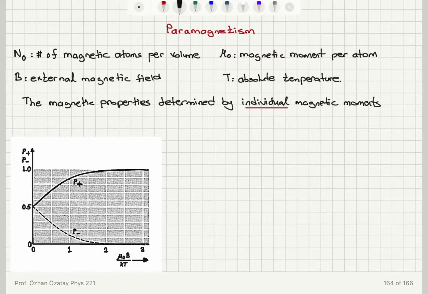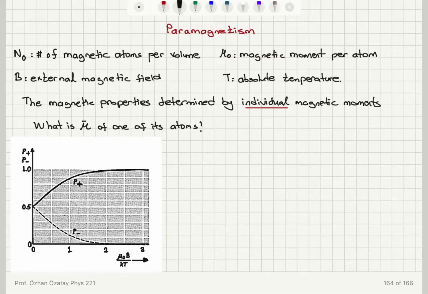So it's not a collective behavior. So the question I would like to ask is, what is the average moment of one of its atoms? So this is a key question we have. What is the mean value of the magnetic moment of one of its atoms? So we would like to answer this question.